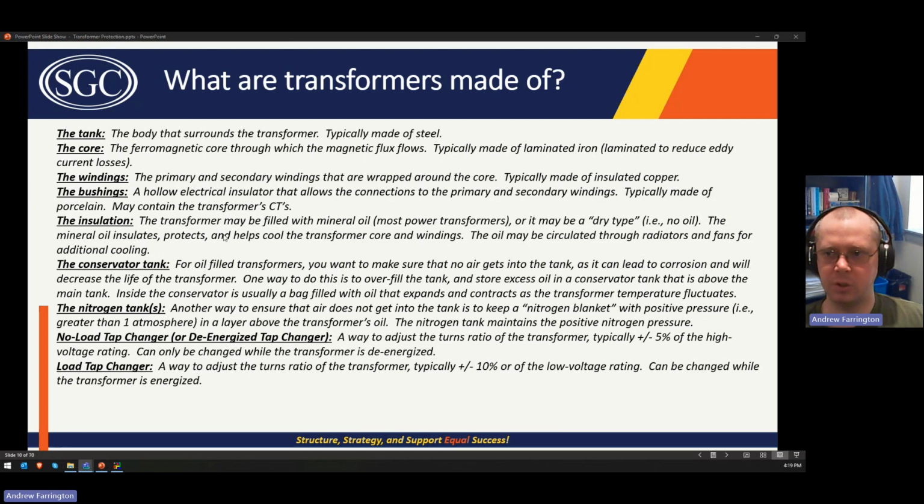The insulation. The transformer is probably filled with mineral oil, which is for most power transformers, or it may be dry type, which basically has no oil in it. The mineral oil has a couple of nice properties. One, it's used to insulate the core and the windings from the tank, because it's a better insulator than just air.